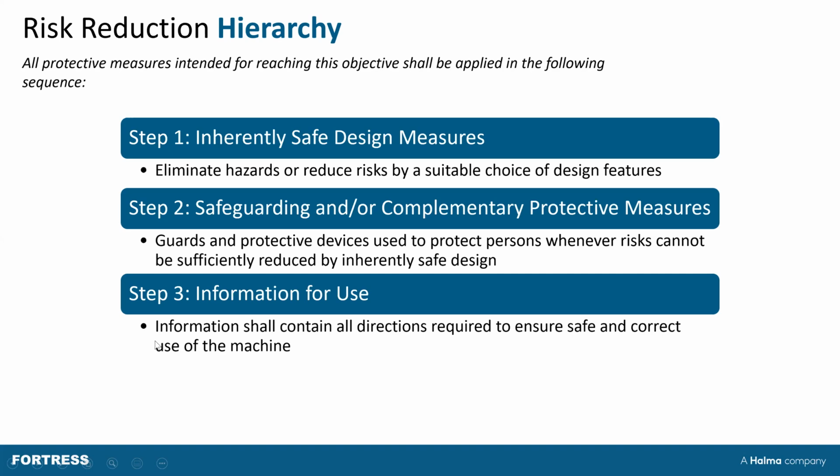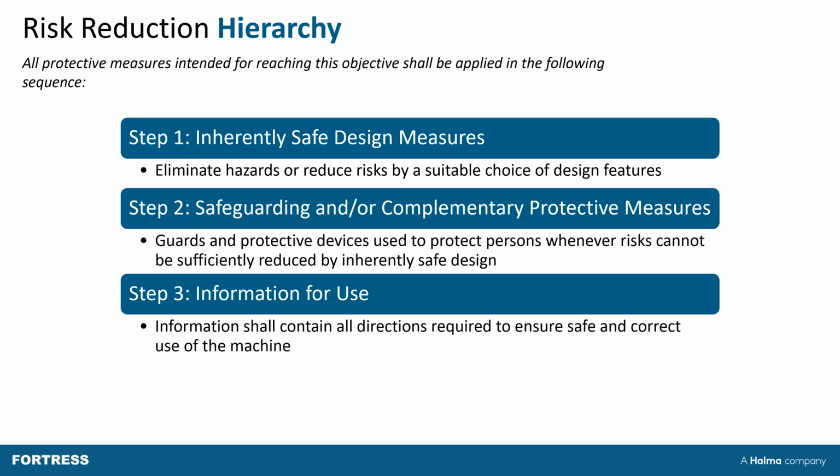And then finally, if you really can't reduce the risk far enough using inherently safe design measures or safeguarding, then you use information for use. And that's going to be things like training, things like PPE, things like putting a sign up saying, oh, this is dangerous, don't come near it. Which obviously all of those things can be ignored very easily and are definitely not your first choice, but they can be useful for that last little bit of risk if there's no other way of reducing it.